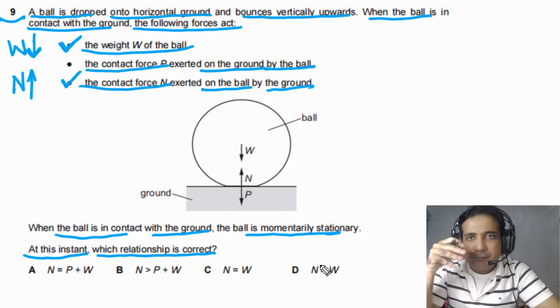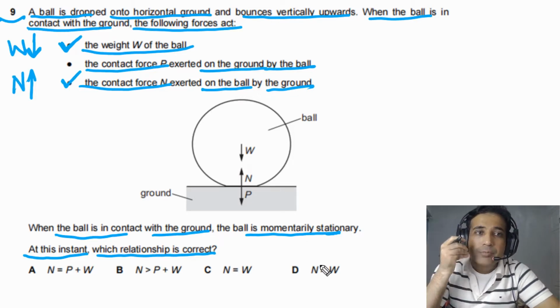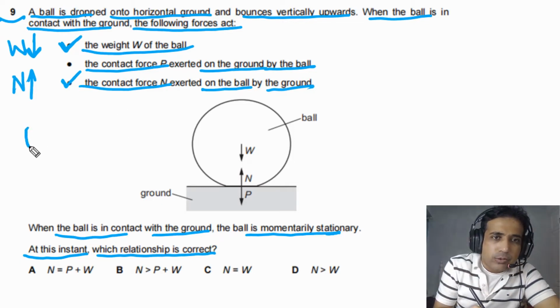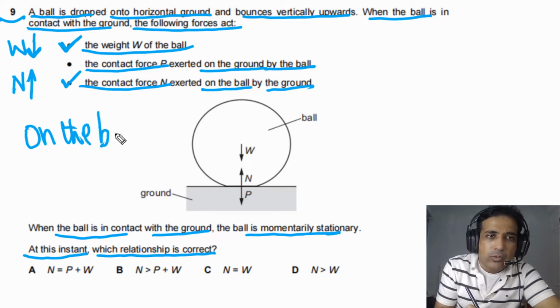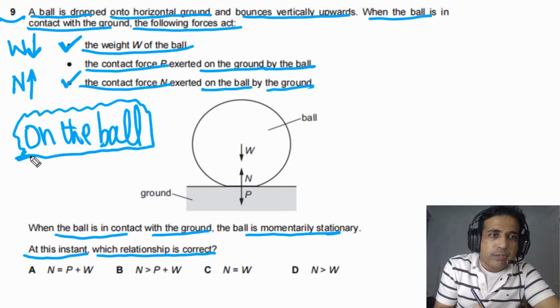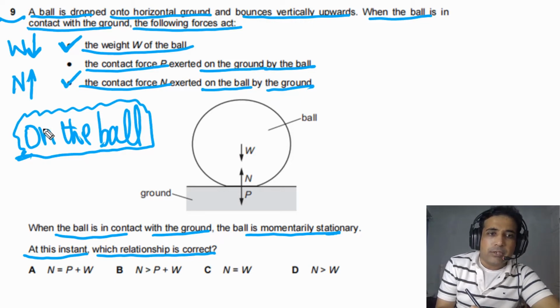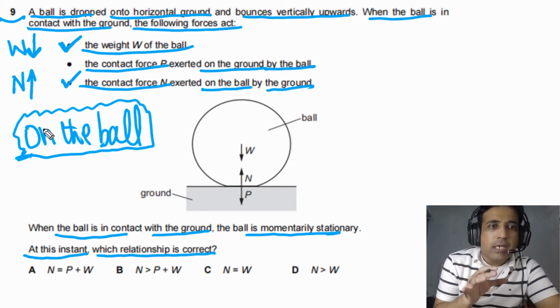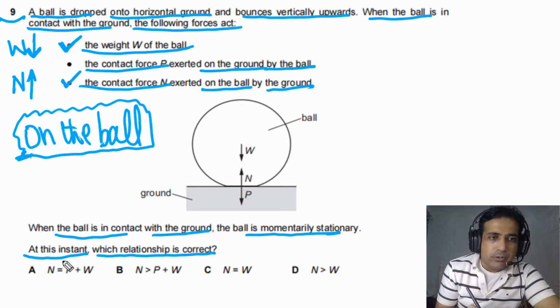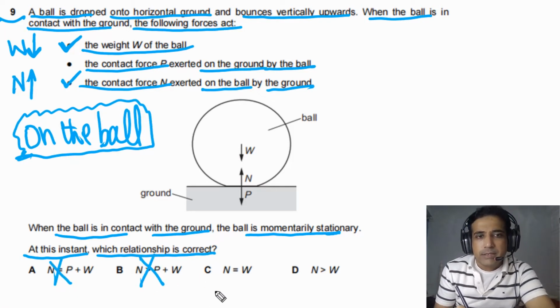When we draw the free body diagram, we need to consider forces acting on the object. So we only need to consider forces acting on the ball. So very important point, forces acting on the ball. So this is the main concept. And in this case, there are only two forces acting on the ball. It means this option is not true. This is also not true. So our answer can be C.